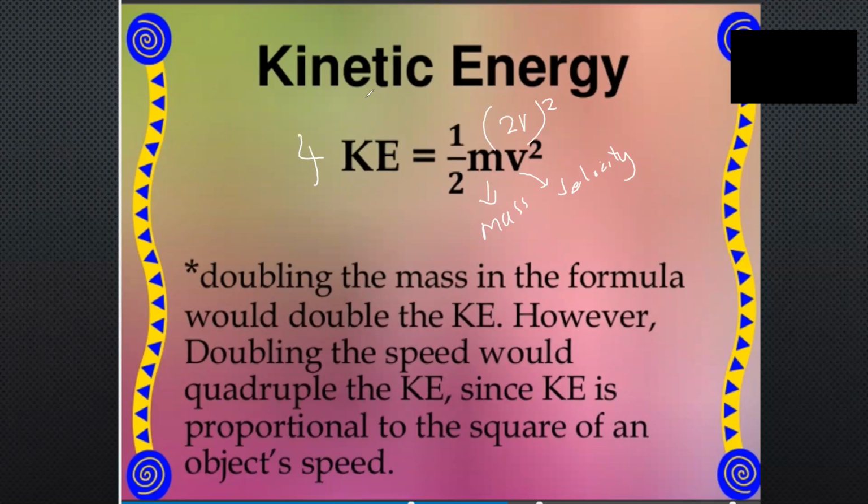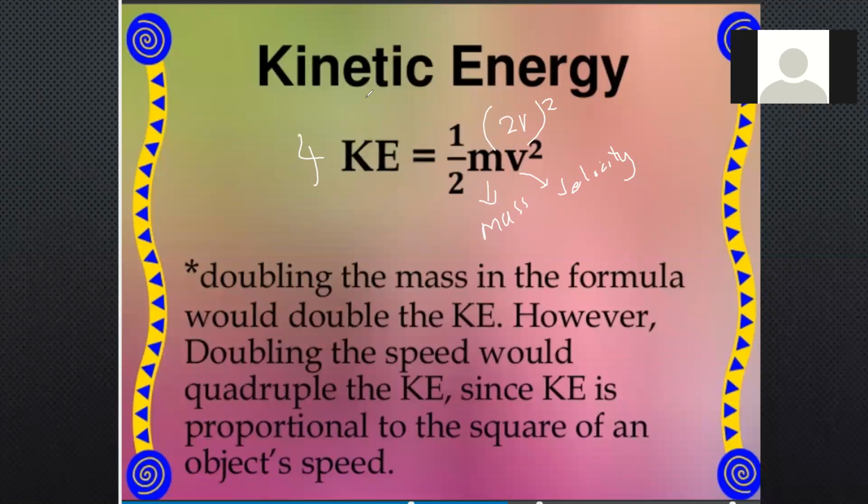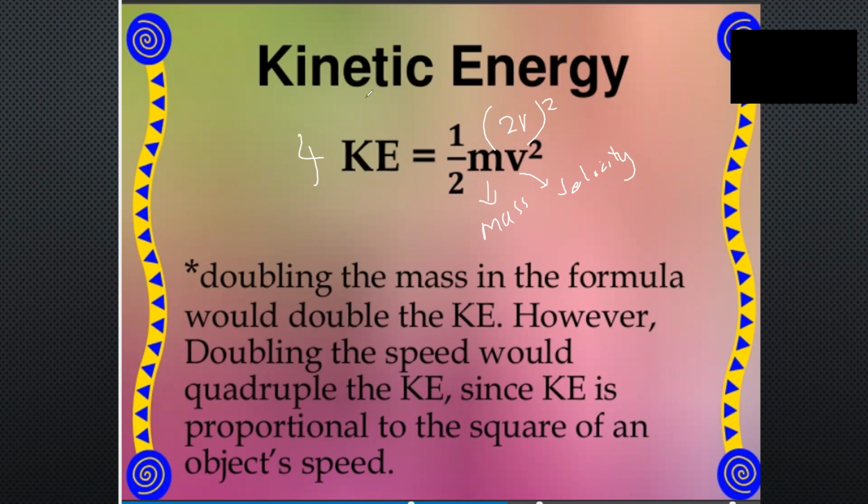But the potential energy has mgh: mass, gravitational acceleration, and the height, or the vertical distance. So the potential energy depends on the mass and on the height. But here, kinetic energy depends on the mass and the velocity. This is the definition of kinetic energy.